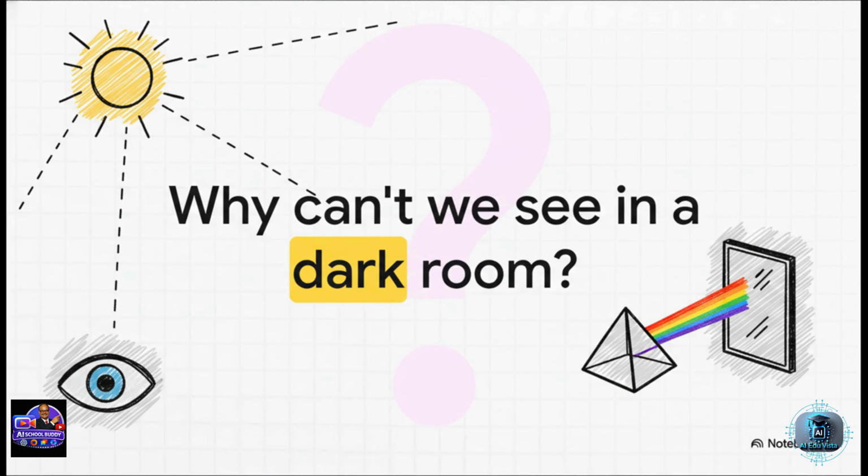So, let's kick things off with a question that sounds almost too obvious. Why can't you see in a totally dark room? The answer, as simple as it is, is actually the key to this entire topic. We can only see things when there's light to bounce off of them.